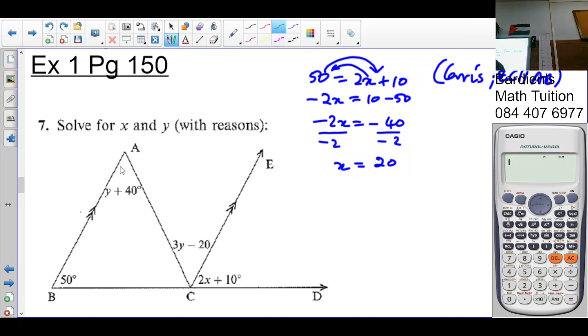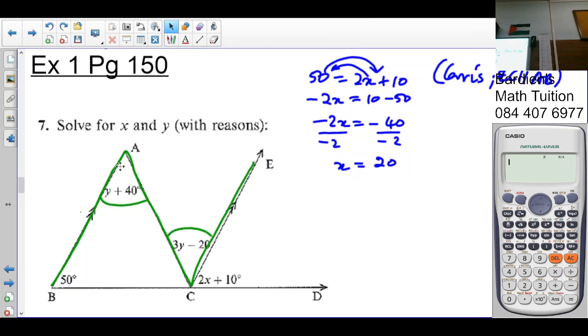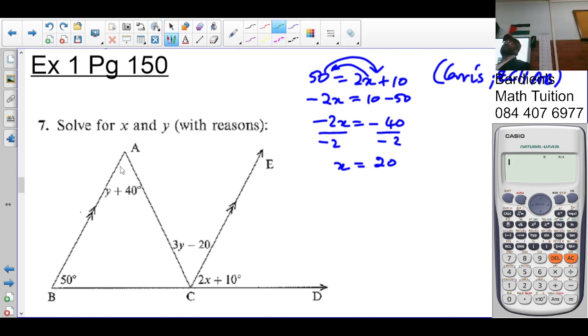Are you going to calculate y? Alternate angles. Can you see that? That angle plus that angle equals? Equals 180? No, alternate angles are equal. So y plus 40 is equal to 3y minus 20. Yes? I said 3y minus 20 equals y plus 40.